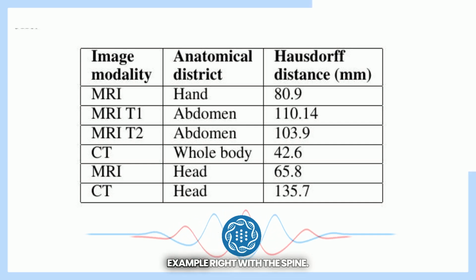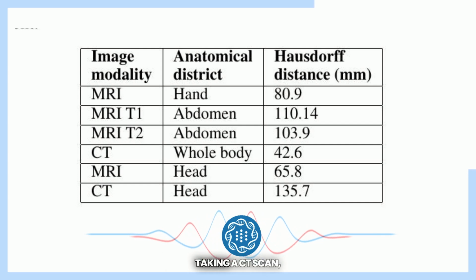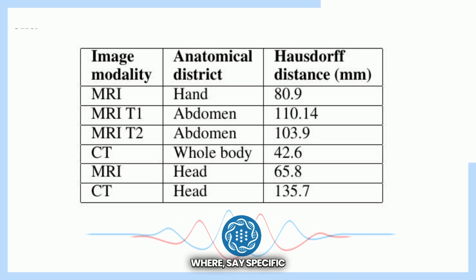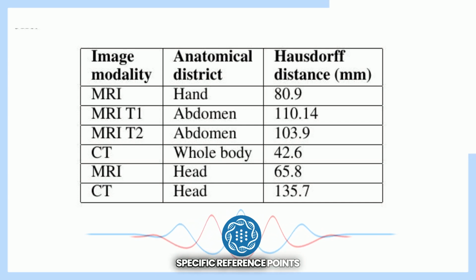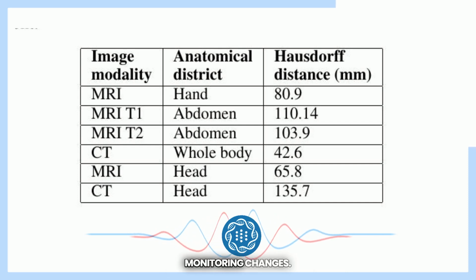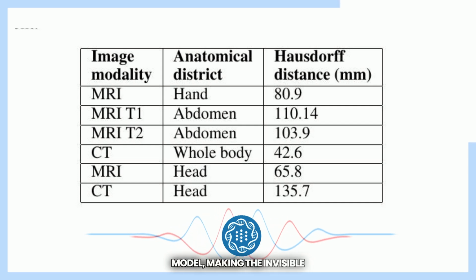They had that specific example, right, with the spine. Yeah, exactly. Taking a CT scan, segmenting the skin, but then using the internal scan data to pinpoint where, say, specific vertebrae, the spinous processes are located relative to that skin surface. So you see the spine landmarks on the skin model. Precisely. You get these subject-specific reference points on the outside that relate directly to the inside. Super useful for surgery planning, checking posture, monitoring changes. You could even visually map those points onto the 3D skin model. Making the invisible visible, connecting inside and out for the patient, that's cool.